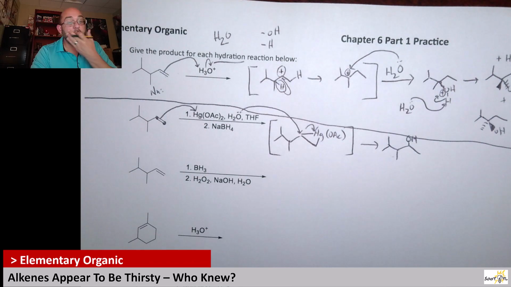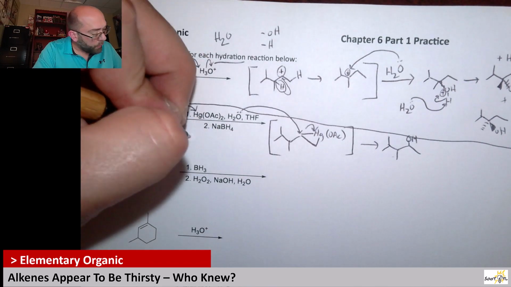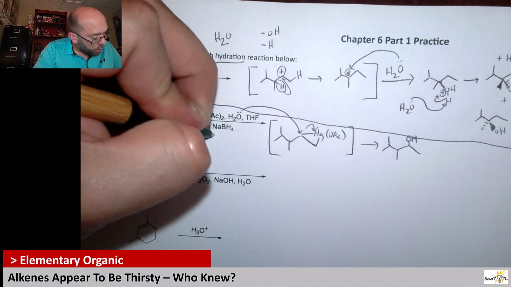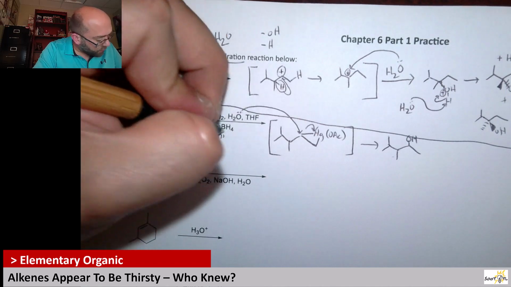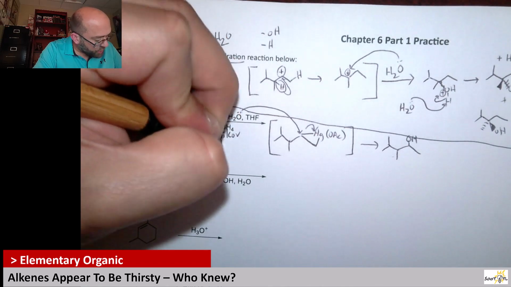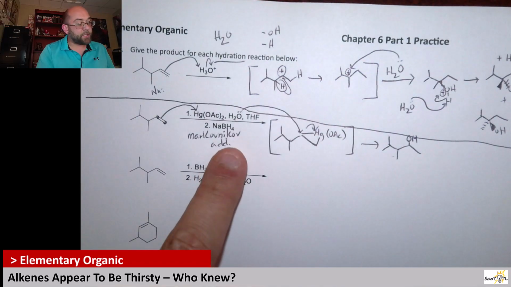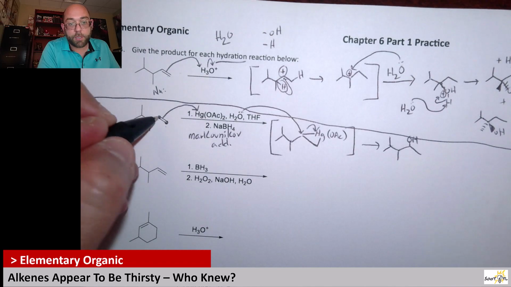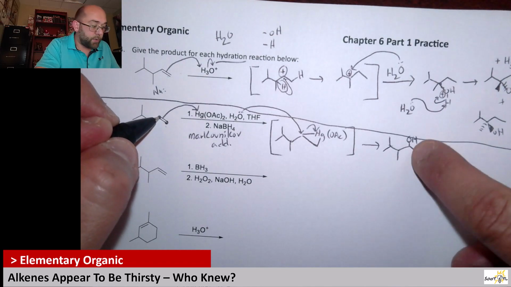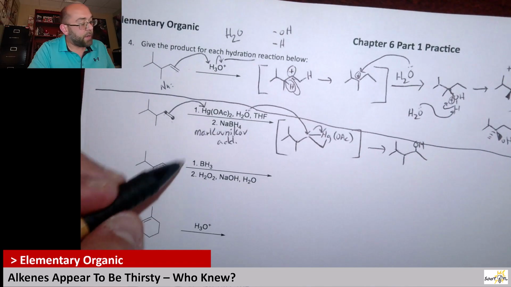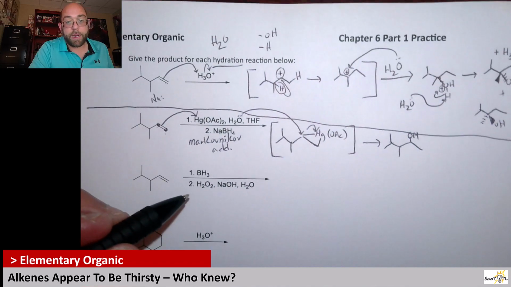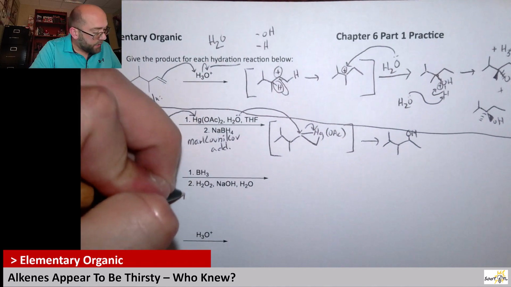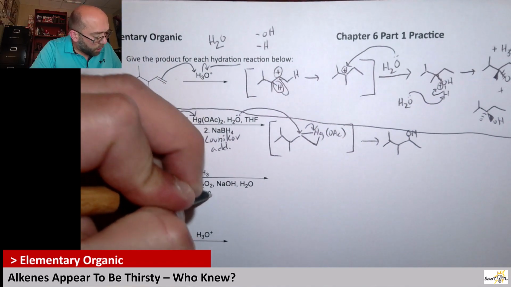Every time we see mercury, we need to think that it does a Markovnikov addition. That means of these two carbons, it's going to put the OH on the more substituted carbon, so that one right there. Now, hydroboration, using boron, is the exact opposite. It does an anti-Markovnikov addition.